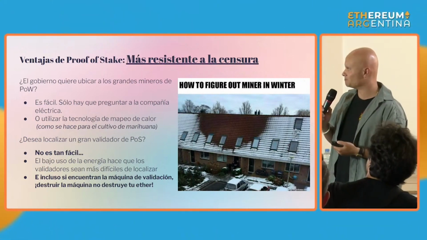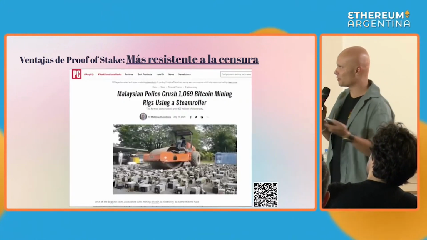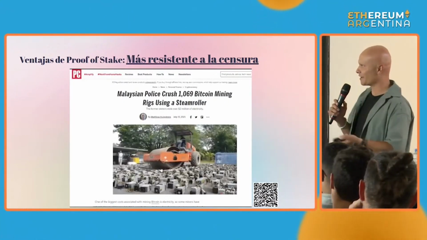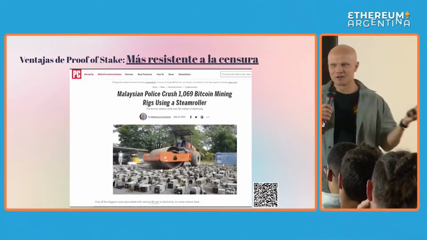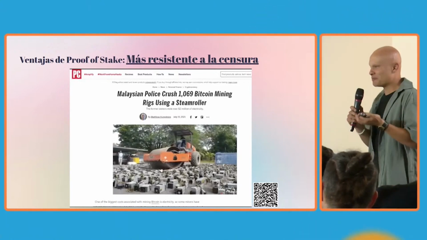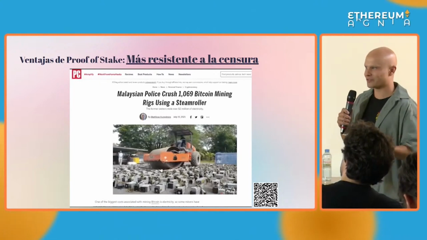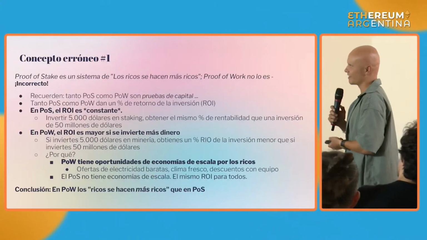And this is one example of police in Malaysia a couple of years ago finding a bunch of Bitcoin miners and then crushing them, because they were able to track down how much electricity this person was using, and they didn't like it.